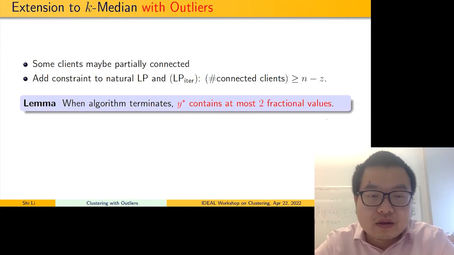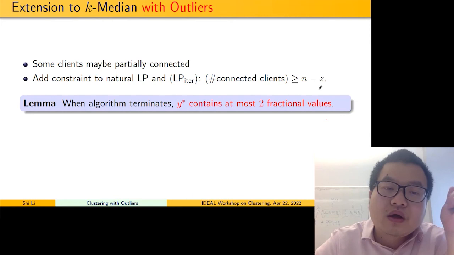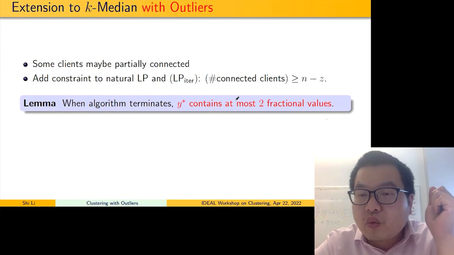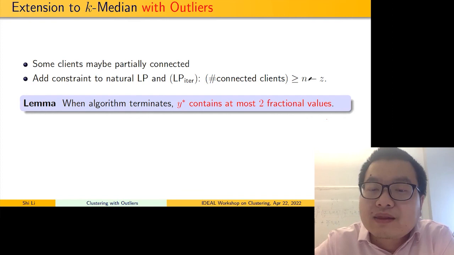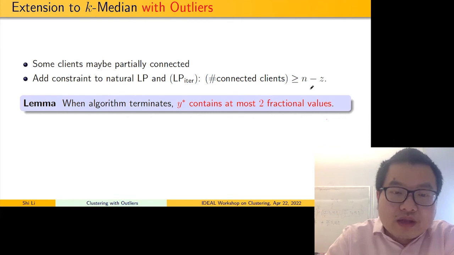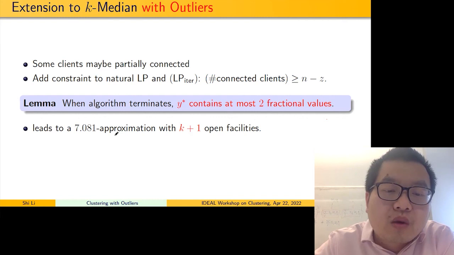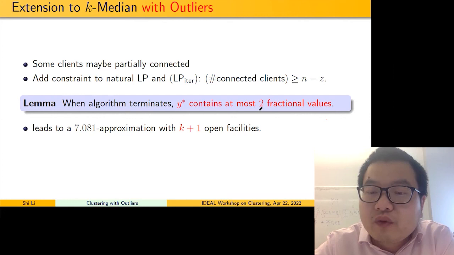What happens is because now we have an additional constraint, when the algorithm terminates, y star is not integral anymore. We have this additional constraint, the polytope is not integral anymore, but we still have that y star is almost integral. So it contains at most two fractional values because we only have one such constraint. Okay, so this gives us a 7.081 approximation with k plus one open facilities, if we increase the fractional values to one.